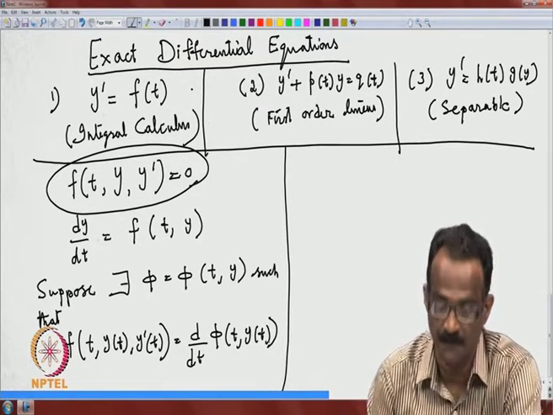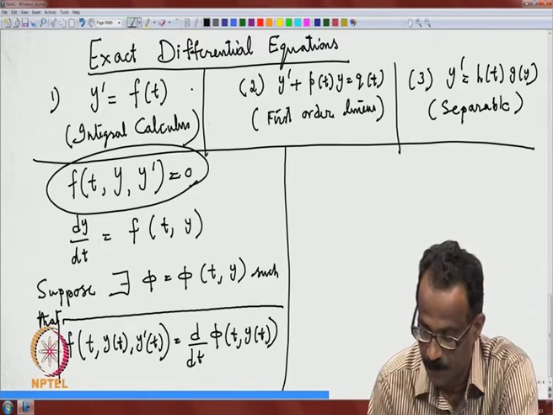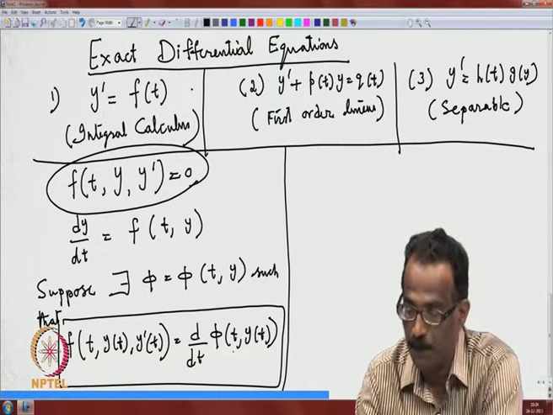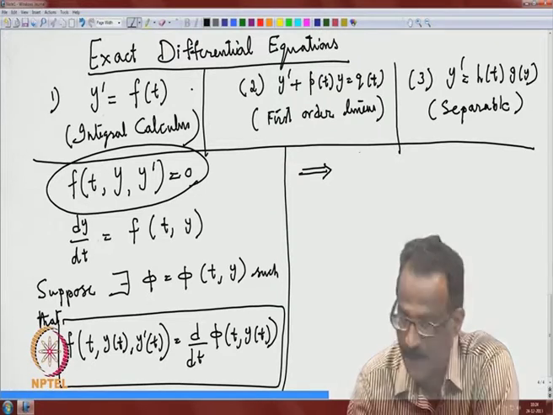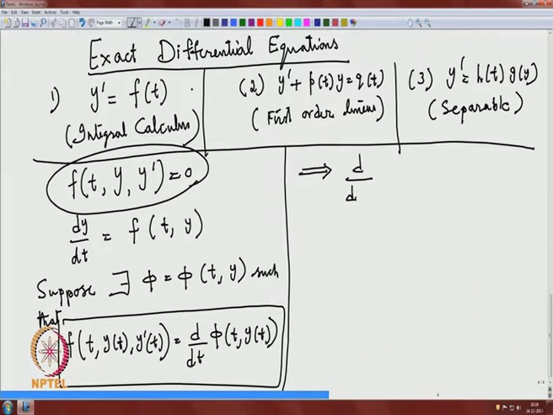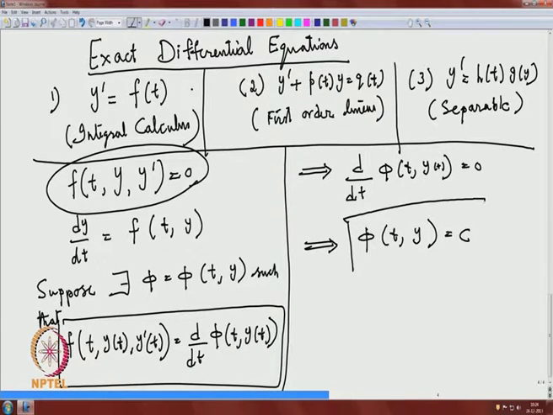Suppose there exists such a function satisfying this, then that implies d by dt of phi of t, y t is equal to 0. In other words, this can be integrated now. So, phi is constant. These are the solutions in implicit form.